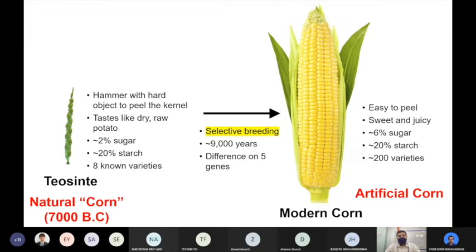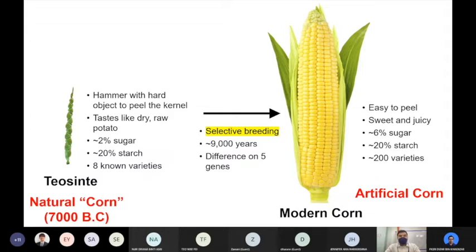The difference between the modern version and this ancestral plant is roughly about 5 different genes. This plant is called Teosinte. I'm sure many of you know about this. And the modern version of it is the modern corn. As you can see, modern corn looks almost nothing like Teosinte. It is easier to peel, has a sweet and juicy taste, more sugar content, about 6%. And at the moment there are more than 200 varieties in the world.